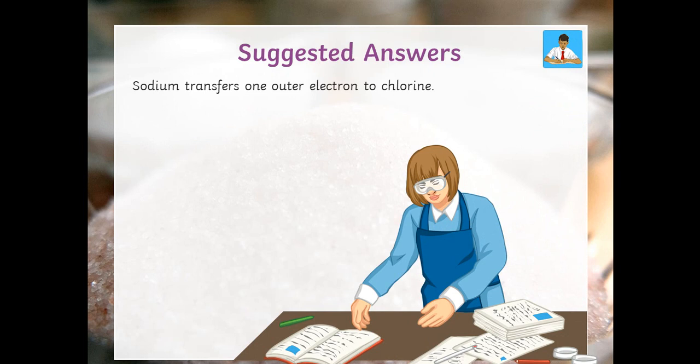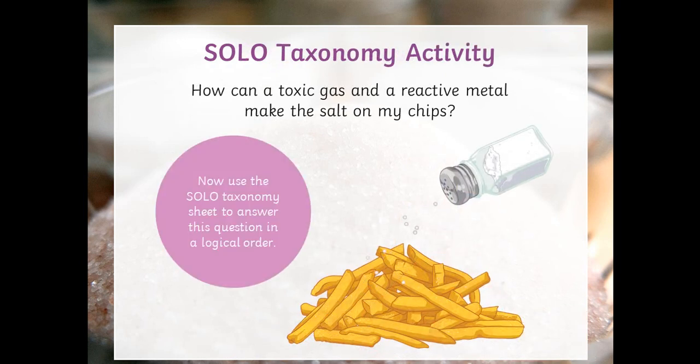Sodium transfers one outer electron to chlorine. As we have studied, an outer electron is also known as a valence electron. What is a valence electron? Valence electrons are the electrons which are present on the outermost shell of an atom. As they transfer the electron, they both become stable and attract. And as we know, opposites attract, and they make a stable compound known as an ionic compound.